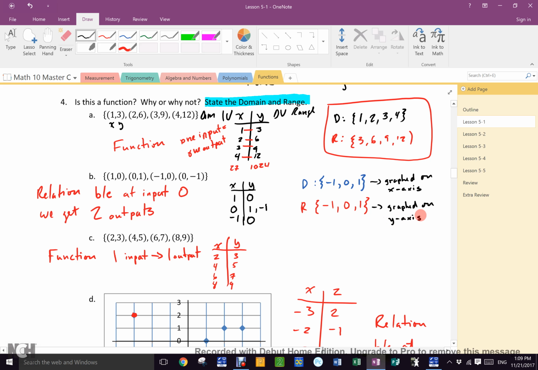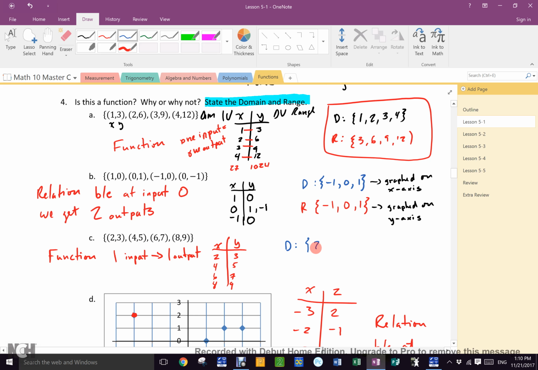But is this an x value that is a pair with this y value? No. You have to be careful for that. These are just a list. They are not pairs. Okay? When they are listed as domain and range, they are just values. When they are listed this way, they're pairs. Everybody cool? Okay.